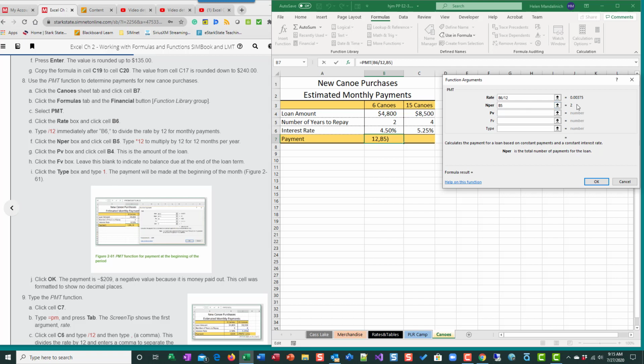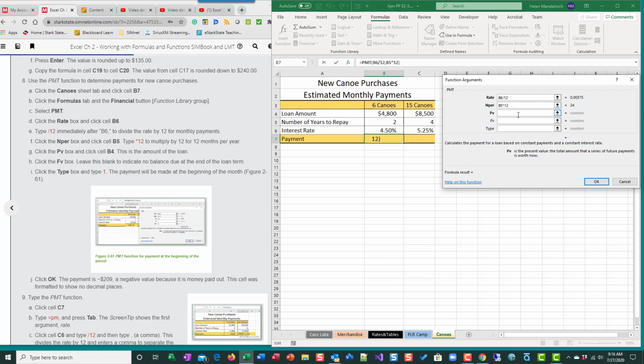So I need to multiply that because I don't just write 2 checks. I write a check once a month for 2 years. So I'm going to multiply by 12. So for this number of periods, you have to evaluate, is it given to me in months or is it given to me in years? If it's given to me in years, I have to multiply by 12 to get how many months the loan is for. And then present value, that's the loan.